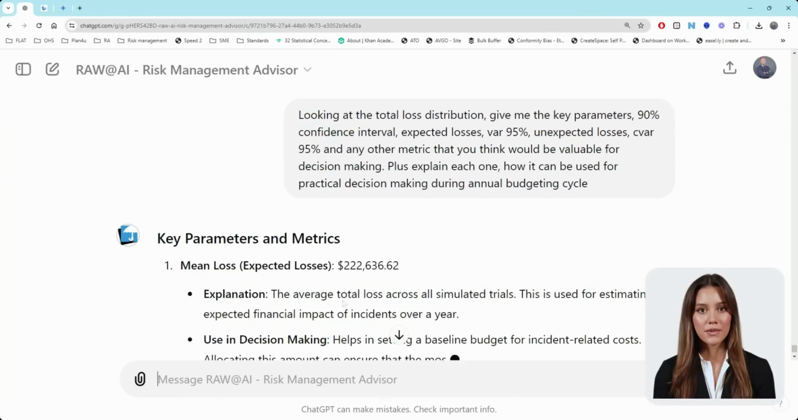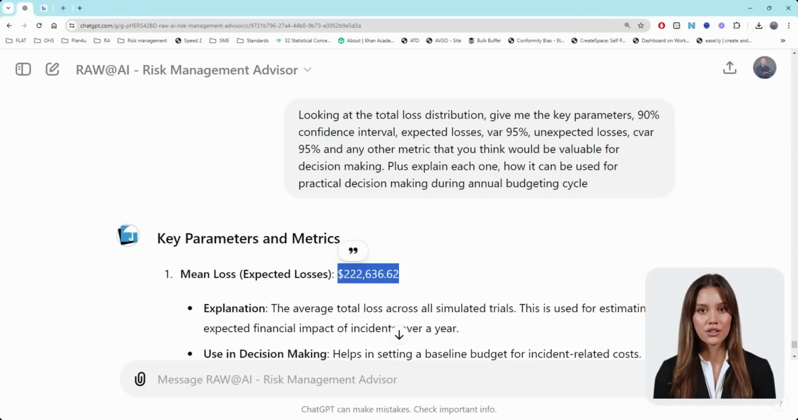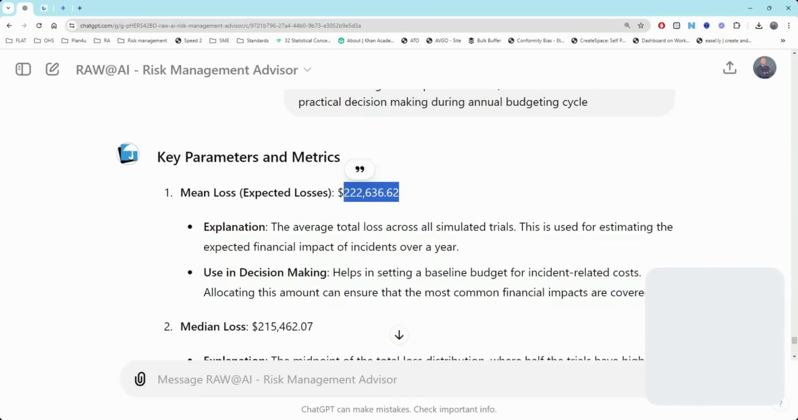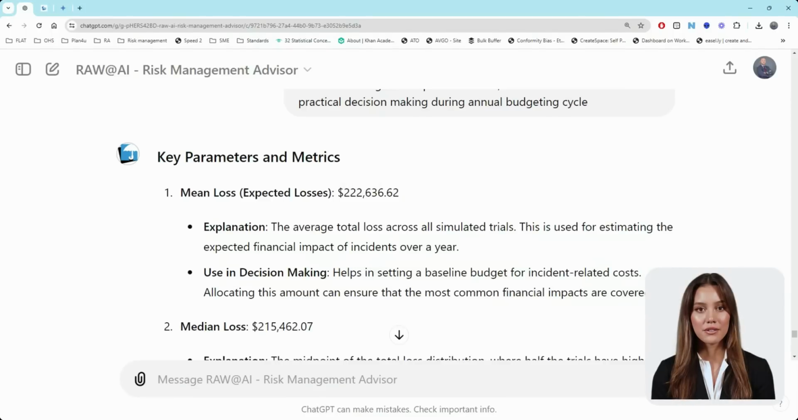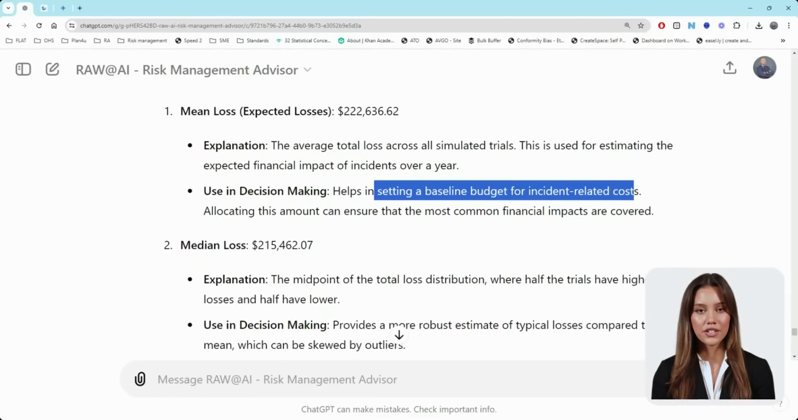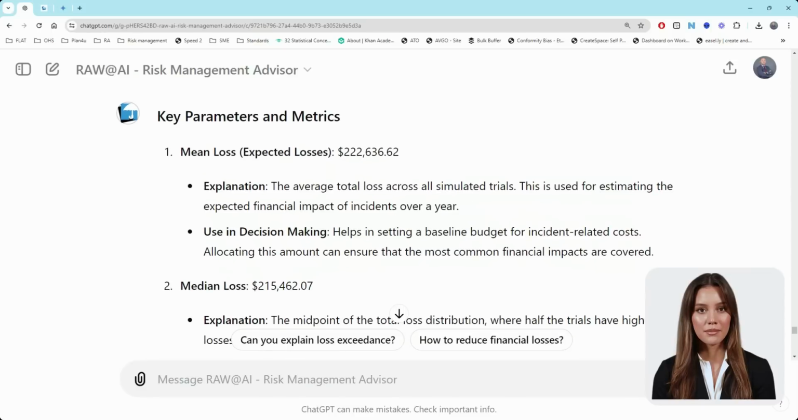On average, we expect to lose $222,000 per year from this piece of equipment. This basically means that this is the baseline budget for incident-related costs. Unless you plan to take action to mitigate the risks, this amount should be added to your maintenance budget, as it represents your expected incidents. Based on the history of incidents with this equipment and the risk assumptions we've made, this is the extra amount that needs to be included in the budget to avoid overruns. This represents the average expected losses from this piece of equipment.